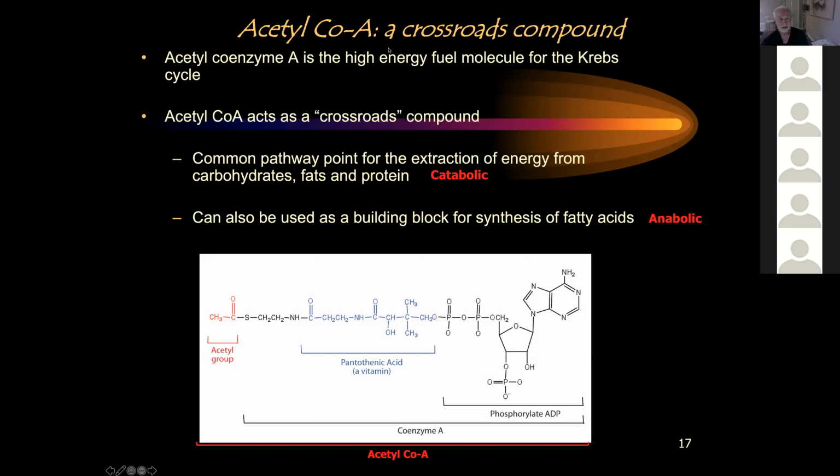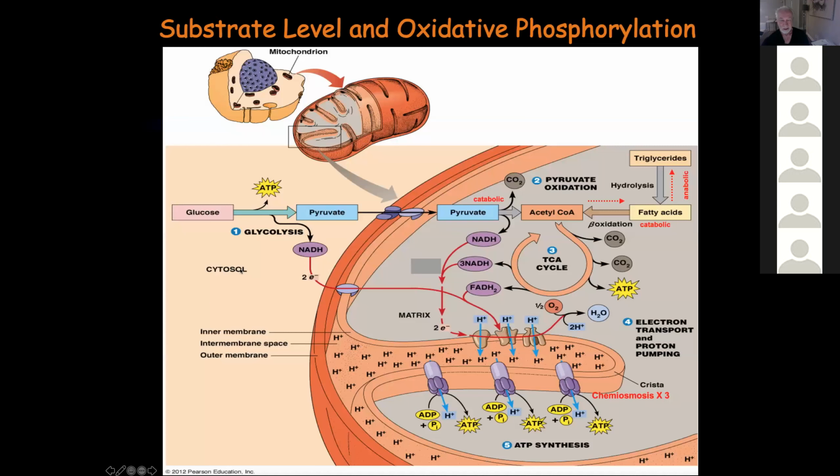I've been talking about acetyl-CoA. It's called a crossroads compound. So here's a little more about acetyl-CoA. It's the beginning of the Krebs cycle. So it's a high energy fuel molecule. It's a common pathway point for the extraction of energy from carbohydrates, fats, and proteins. So that's shown here as this acetyl-CoA is this high energy molecule, and it can get its energy from either sugars or fats.